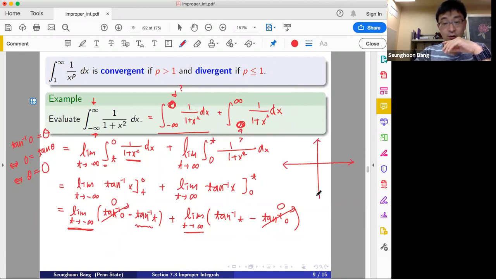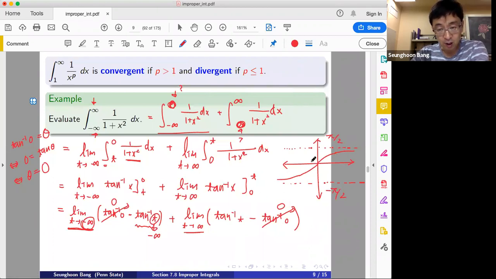Inverse tangent of t. We need two horizontal asymptotes. This is pi over 2. One more asymptote, negative pi over 2. So the inverse tangent function is like this. So first one, the t value approaches minus infinity. Here, the t value approaches minus infinity.